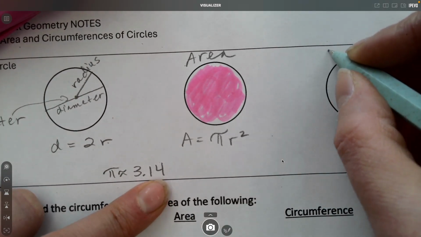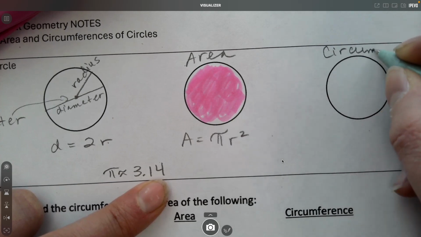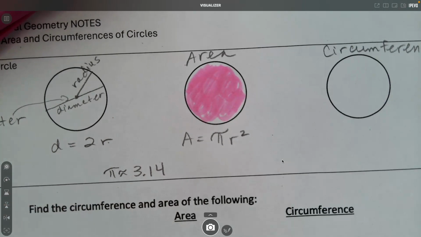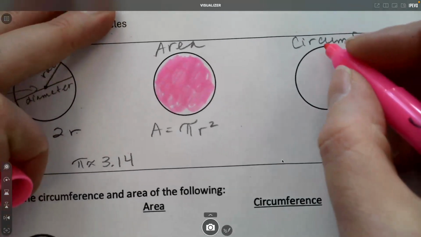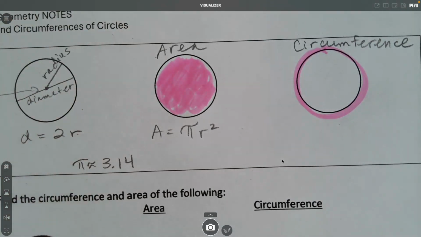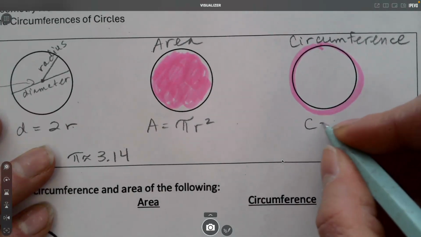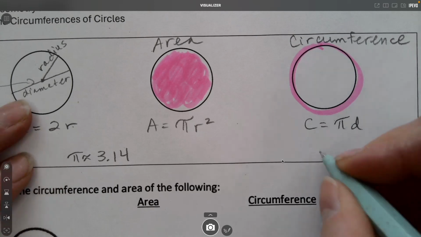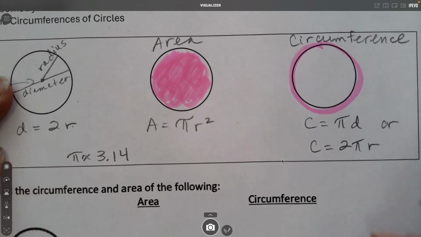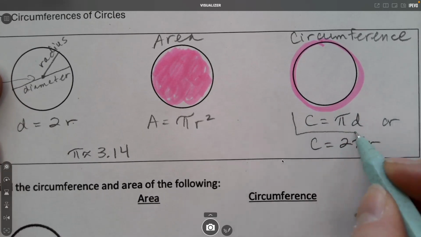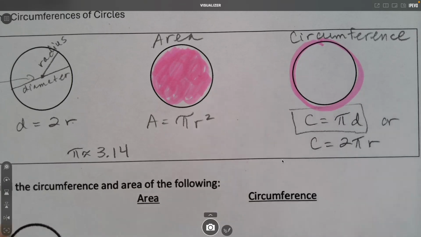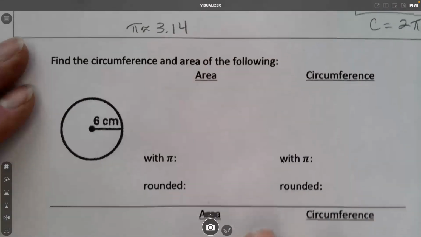The next formula is for circumference. So circumference is a fancy way of saying perimeter when we're talking about a circle. So circumference is our distance around. And there's two ways to write our circumference formula. It could be circumference equals pi times our diameter, or circumference equals 2 pi r. So we use either one of these. I tend to use the top one more, but sometimes they give you a radius, and so you might use the bottom one. So let's go ahead and do some math.